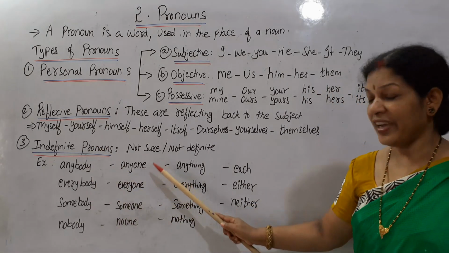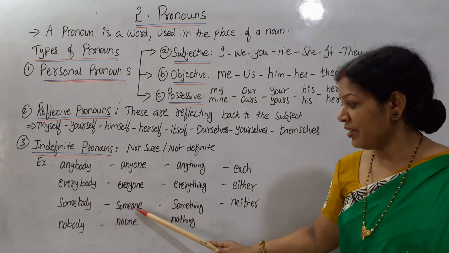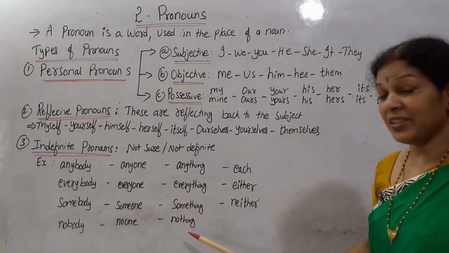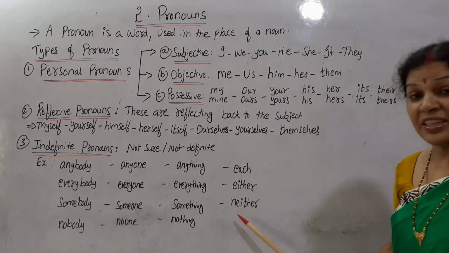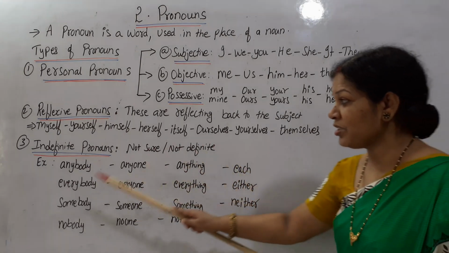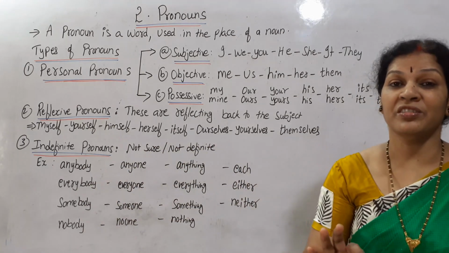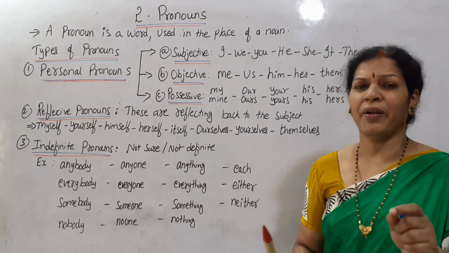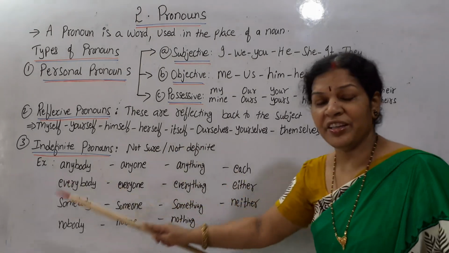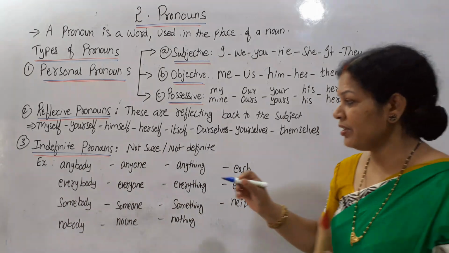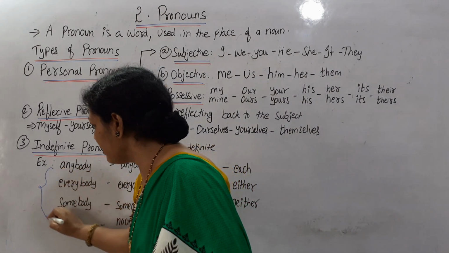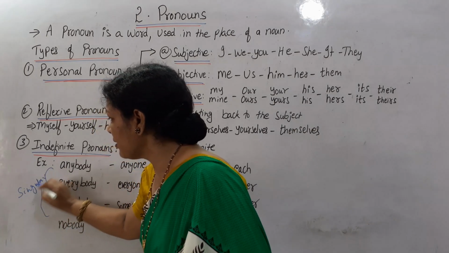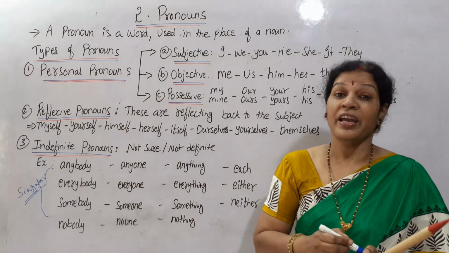In the same way here: anyone, everyone, someone, no one, anything, everything, something, nothing, each, either, neither. So, all these things we call indefinite pronouns, but remember these are all not sure or not definite. And one more important thing you must remember: these indefinite pronouns are always singular form only.